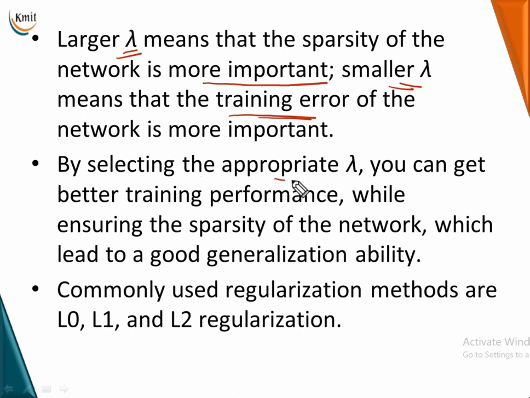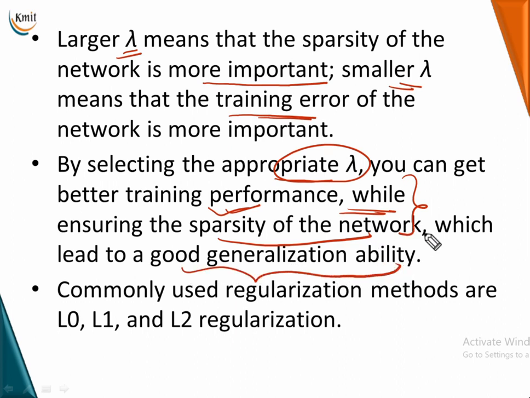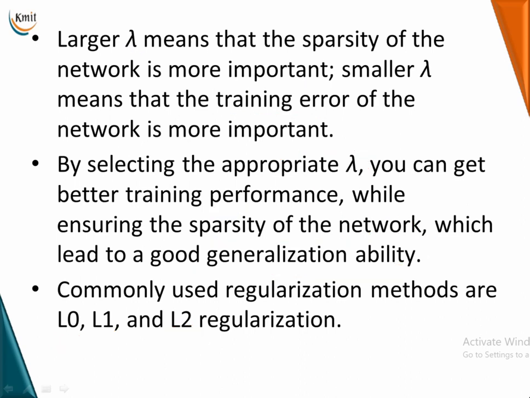So by selecting the appropriate value of lambda, you can get a better training performance, while also you will ensure the sparsity of the network. So with these two in control, you are getting a good generalization ability. This particular method is called regularization. There are three categories of regularization: L0, L1 and L2 regularization. Let's have a look at what they are.